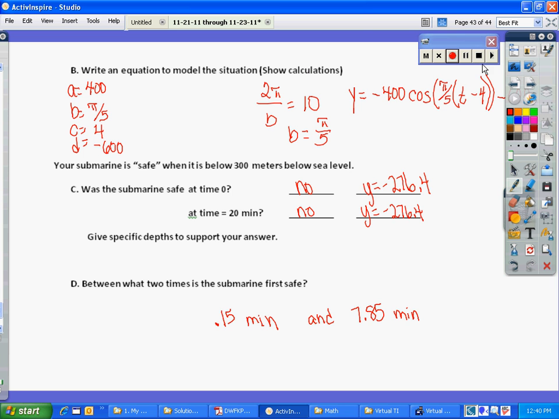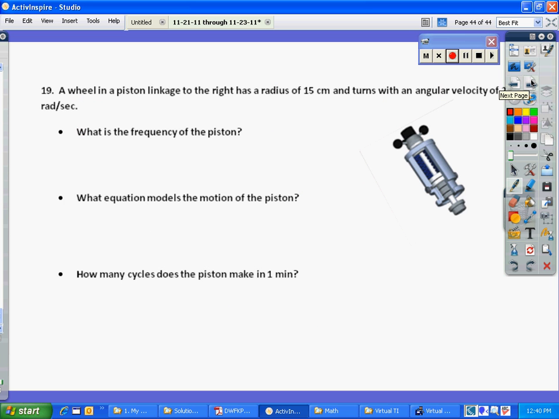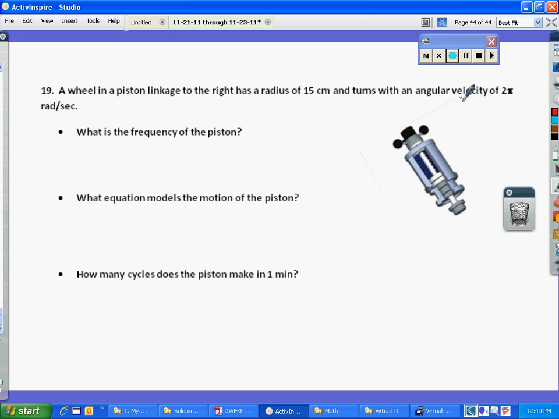Okay, the next problem is harmonic motion, which I'm going to do a whole video devoted to, so check for the next video for the last problem on your review packet.